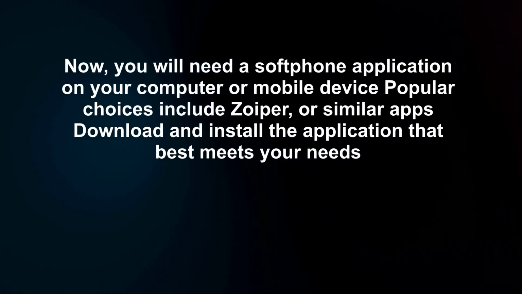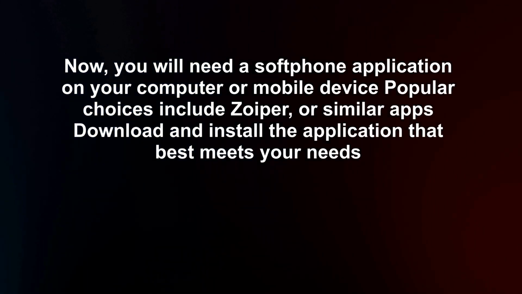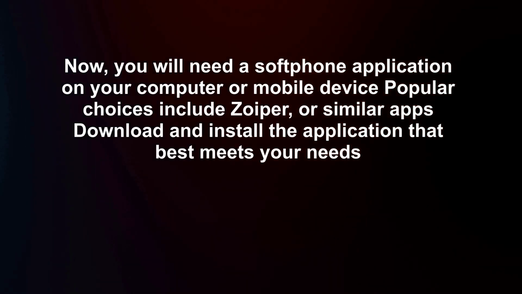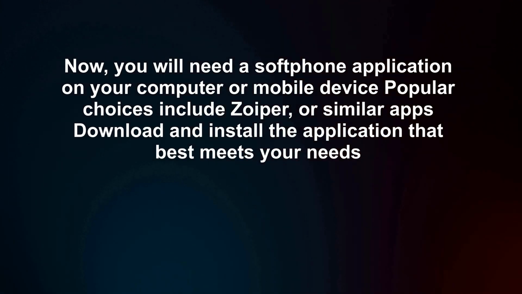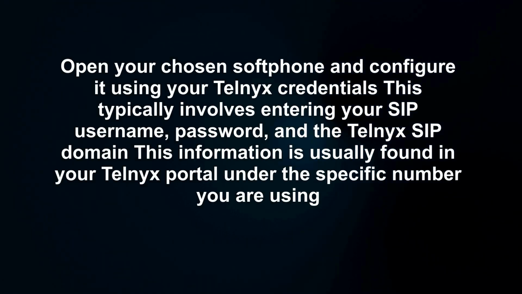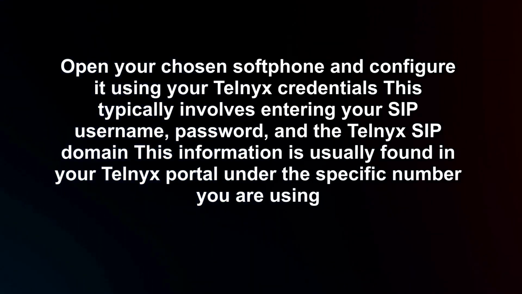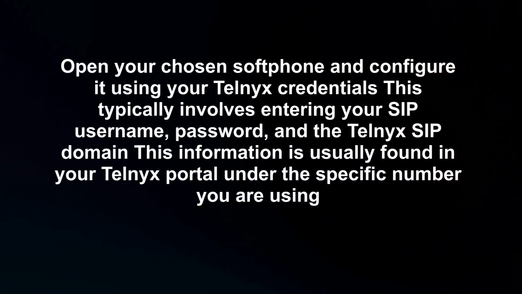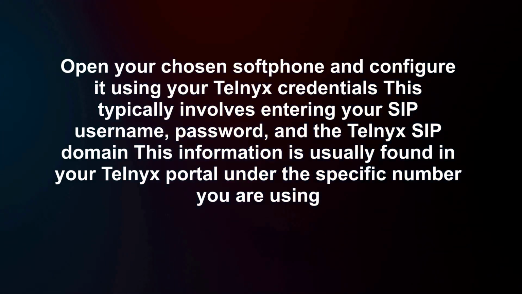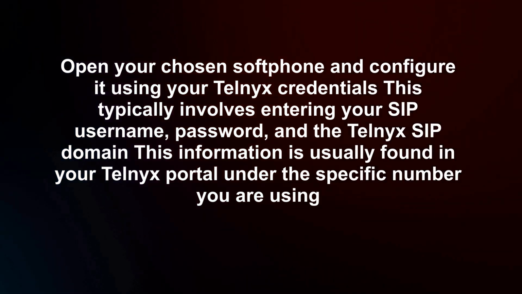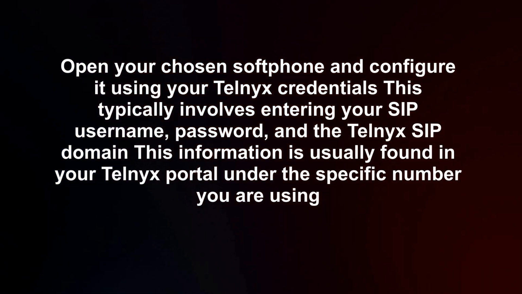Now, you will need a Softphone application on your computer or mobile device. Popular choices include Zoiper or similar apps. Download and install the application that best meets your needs. Open your chosen Softphone and configure it using your Telnyx credentials. This typically involves entering your SIP username, password, and the Telnyx SIP domain. This information is usually found in your Telnyx portal under the specific number you are using.